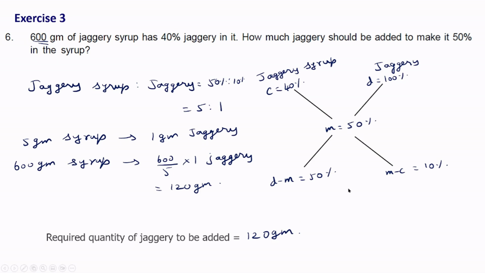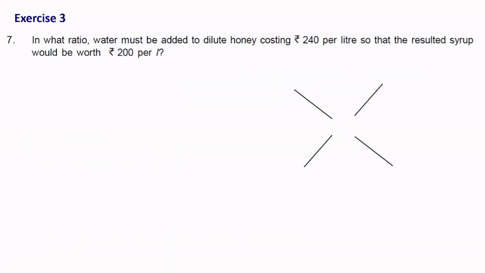So here also we can use the rule of alligation and we can find the answer. Again, questions on alligation and mixture can be expected in MCQ for 1 mark, or if it is asked as a direct question, it can come for 2 marks. Next question, in what ratio water must be added to dilute honey costing rupees 240 per liter so that the resulted syrup would be worth rupees 200 per liter.